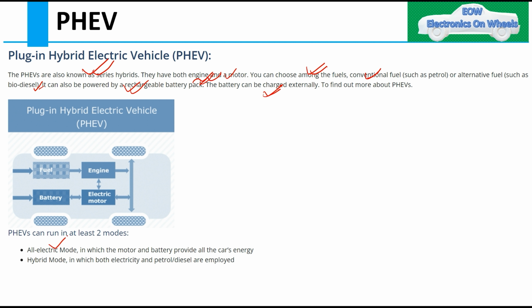But here, as I told you, you can choose two modes: all electric mode, where your motor and battery provide all the car's energy, so only the motor is working, and hybrid mode, when both electricity and petrol or diesel are employed. So you can run your car entirely on the electric motor, or you can use the simultaneous mode also, where the engine is working and the motor is working. So this is the PHEV.